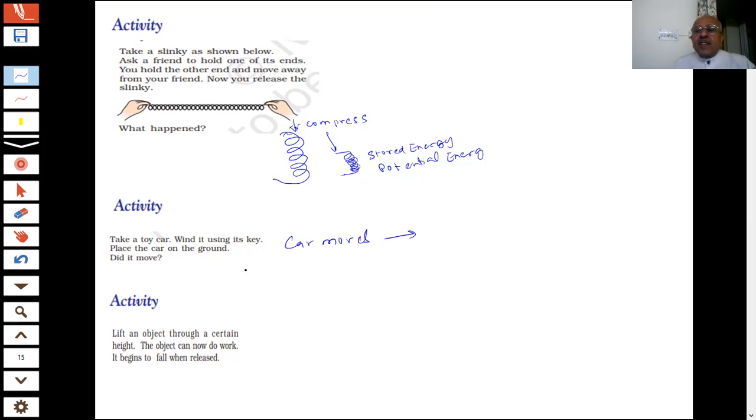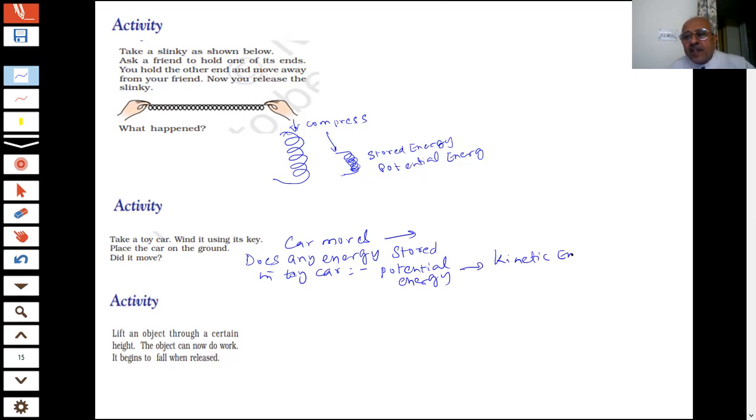Now, when you have done the winding of the car, student, did any energy get stored in it? Tell me yes or no. What happens? Once you are winding it, does any energy get stored in the car? Yes. Which type of energy is stored in the car? This is nothing but potential energy, students.